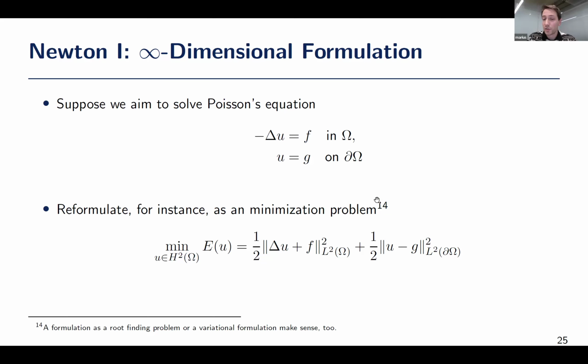But of course, there's nothing that forces us to formulate it exactly in this way. We could formulate it as a root finding problem for the systems of equations. We could formulate it as a saddle point formulation, but okay, we'll formulate it as a minimization problem in this example now. And for now, we ignore neural network ansatz classes. So this is our infinite dimensional problem formulation, the first step.